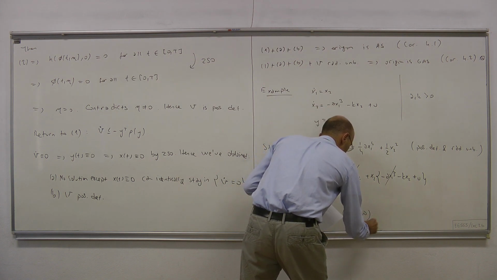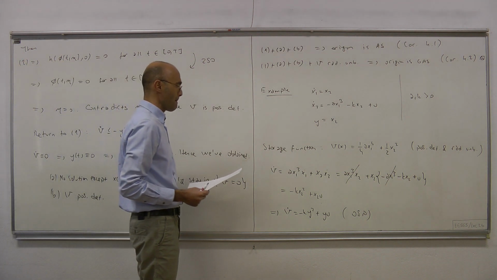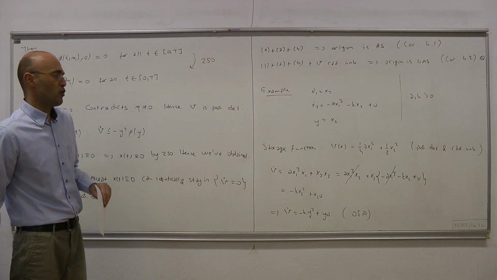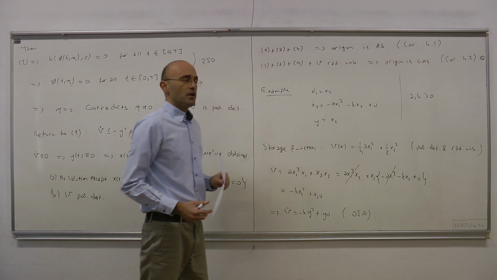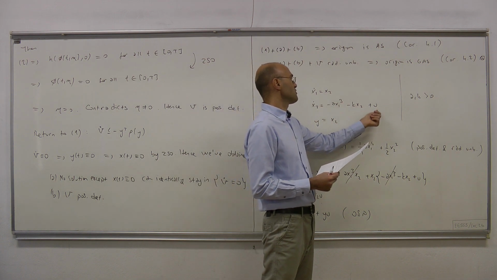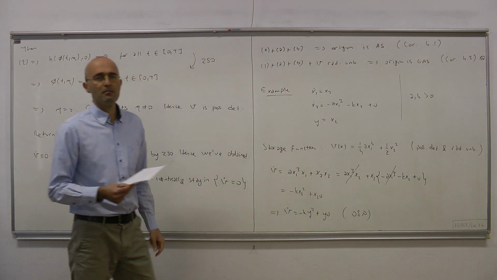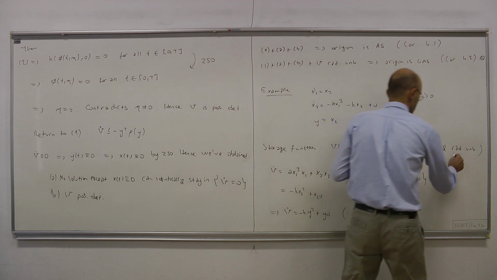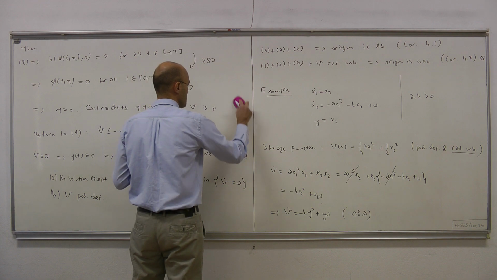Okay, output strictly passive. And now let's figure out whether this system is also zero state observable. If it is, then output strict passivity plus zero state observability will guarantee that under the unforced conditions, when you set u equals 0, the origin of the unforced system is globally asymptotically stable. Why global? Because the storage function is radially unbounded. So let's check zero state observability.